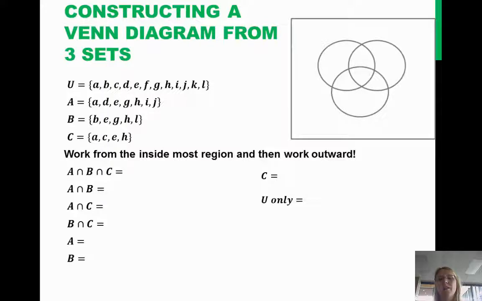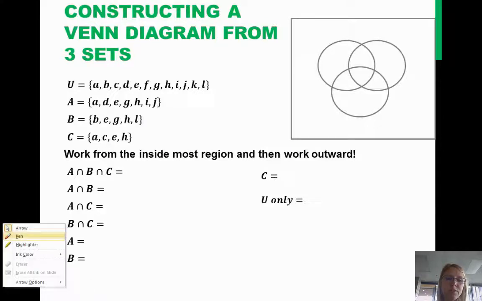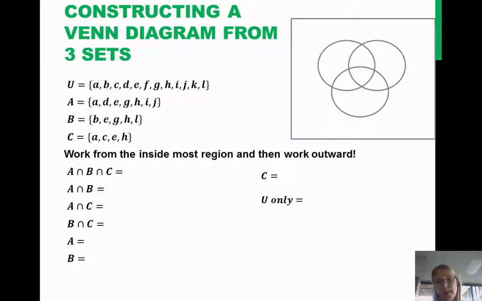So here we have a 3-set Venn diagram, and we want to construct the Venn diagram based on the items that we have on the left. We know what the universal set is. It's A through L. A is A, D, E, G, H, I, J, and so on. So the biggest hint I can give you on this is to work from the inside out.